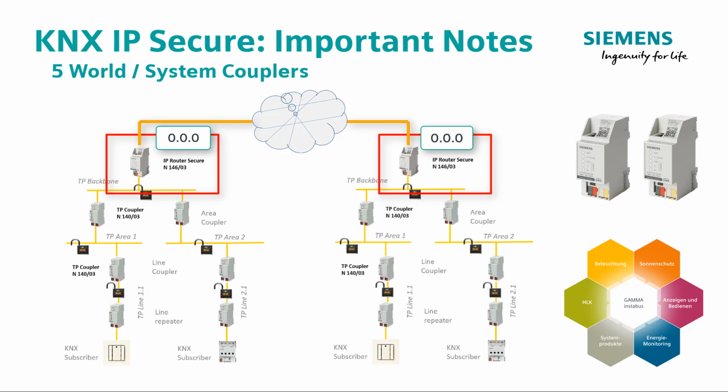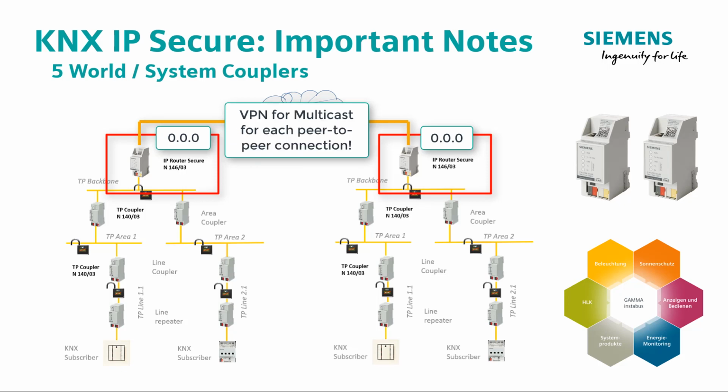3. Communication between world couplers also takes place via routing. If remote properties are connected via routing, it must be ensured that their communication runs via a permanently open VPN tunnel that can transmit multicast communication. If more than 2 properties are to be connected via the internet using routing, a separate VPN tunnel must be set up for each bilateral connection.